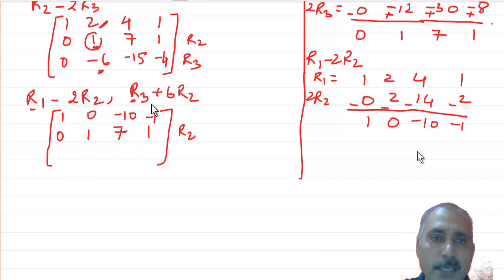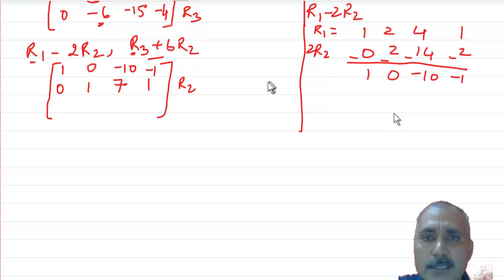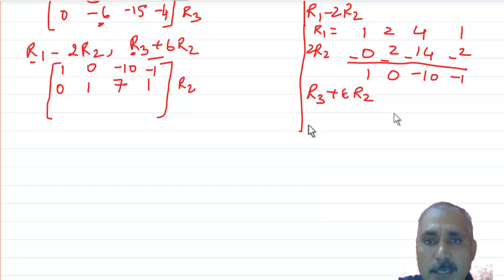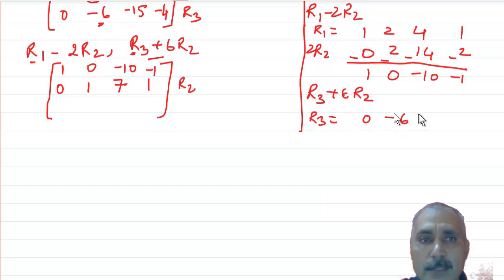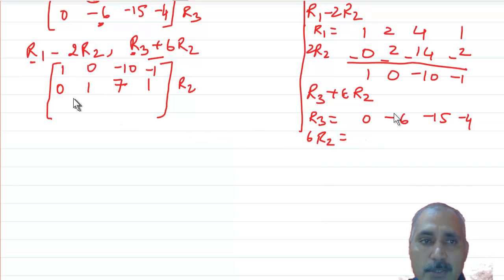Now we will be doing the next operation, that is this one: R3 plus 6 times of R2. R3 elements are 0, 6, 0, minus 6, minus 15 and minus 4, and we are having 6 times of R2. This is R2, multiply this by 6. It will be 0 into 6 will be 0, 1 into 6 will be 6, 7 into 6, 42, and 1 into 6 will be 6.